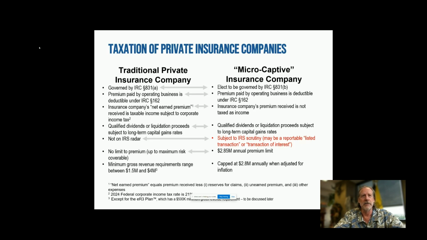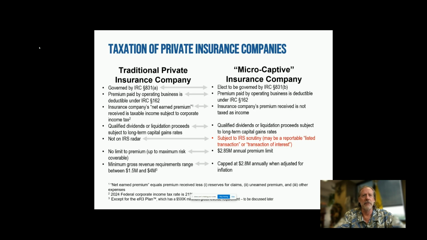There's no limit to the premium other than what an actuary or appraiser will come up with, and then generally, depending on the company you talk to, there's certain minimum gross revenue requirements, and herein is where the opportunity that Craig and I have created over the last couple of months. When I met Craig, I asked him two questions. One was, and I've had my larger clients, and like Craig said, 92% of the Fortune 500 have some form of private insurance company.